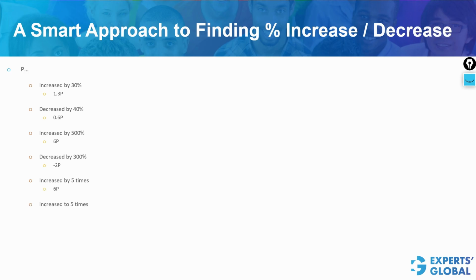Increased to 5 times, that means p has become 5p, therefore the increase is only 4p, that means there is a 400% increase. Increased to 700% of its value, see p has become 7p, therefore the increase is 600%. Increased by 700% of its value, so the increase is 7p, the new value would be 8p.